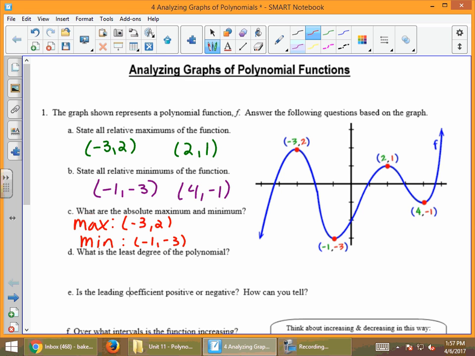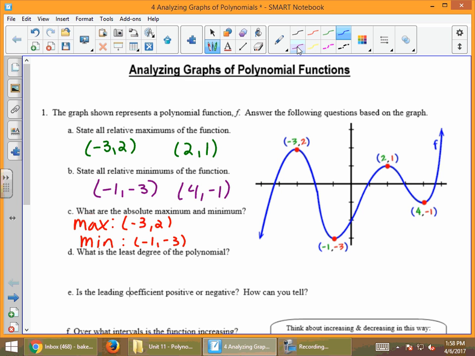For D, it says what is the least degree of the polynomial? Meaning it's just asking what's the degree. And to figure that out, all you have to do is ask how many turning points are there? 4. There's 4. So what did we say the relationship was between the degree and the number of turning points? Yes, the turning points is 1 less. So there's 4 turning points, just add 1.